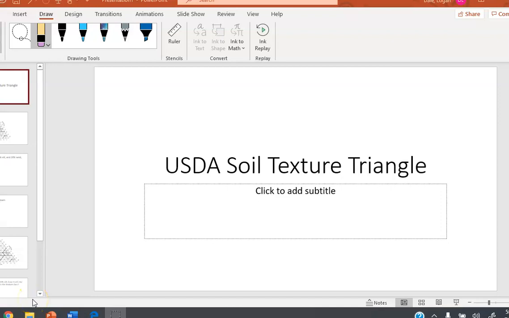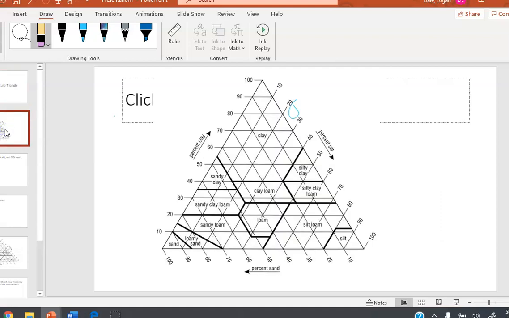Okay, this is the USDA soil texture triangle. So if you look, this is our soil texture triangle. What we do is we've got three different sides: our clay, our silt, and our sand. These are our three main soil textures. You see a lot of numbers, 0 to 100. These are percentages that we're talking about.